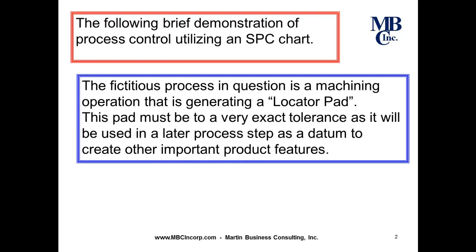The following brief demonstration of a process control utilizes an SPC chart. This fictitious process in question is a machining operation that is generating a locator pad. This pad must be to a very exact tolerance, as it will be used in a later process step as a datum to create other product features.